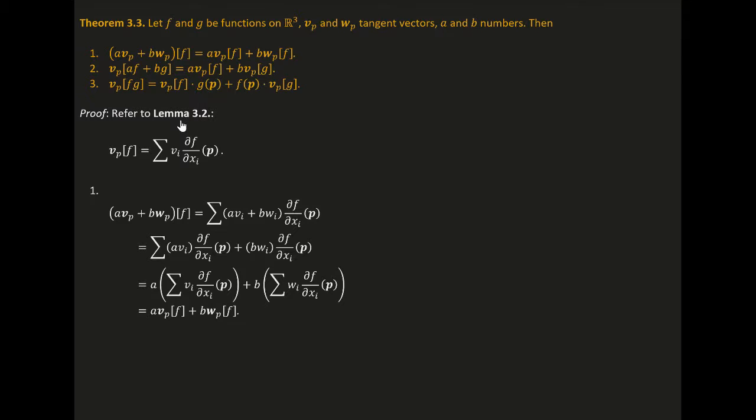We refer to lemma 3.2, which gives us this formula for the directional derivative. Firstly, let's consider the linearity of the directional derivative in tangent vectors. Using our formula, we immediately replace v_i with a v_i plus b w_i, which are the coordinates, the components of the vector a v sub p plus b w sub p.